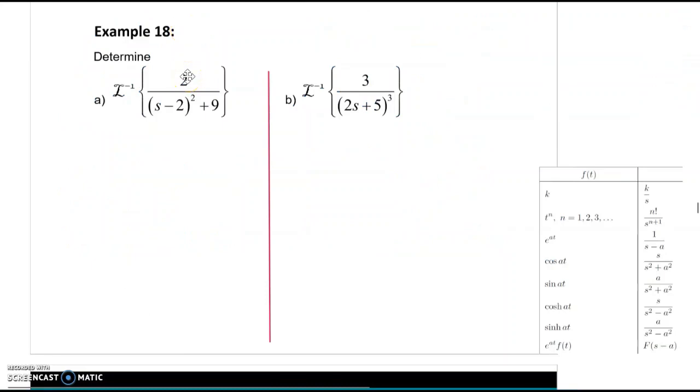Okay, example 18. Again, this function here needs to be seen as an expression in the form of s minus something, because you have the bracket squared here. If you don't have the minus 2 here, then you will most likely map to this one, the cos at. But since you have s minus something, s minus 2 squared plus 9, the whole expression in the bracket needs to be seen as a function F in the form of s minus 2.